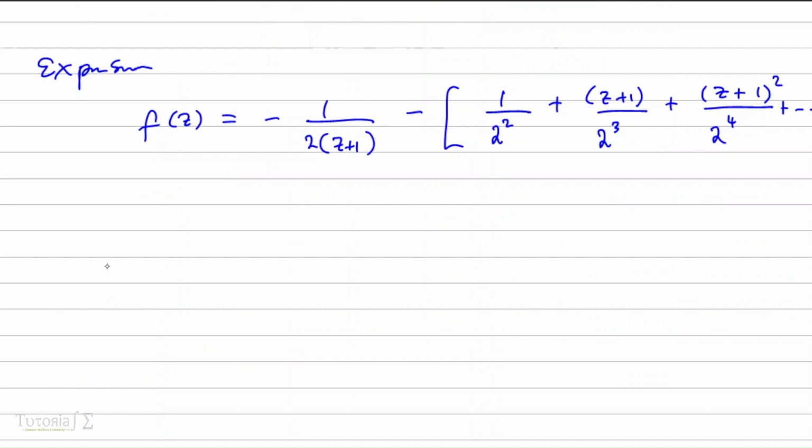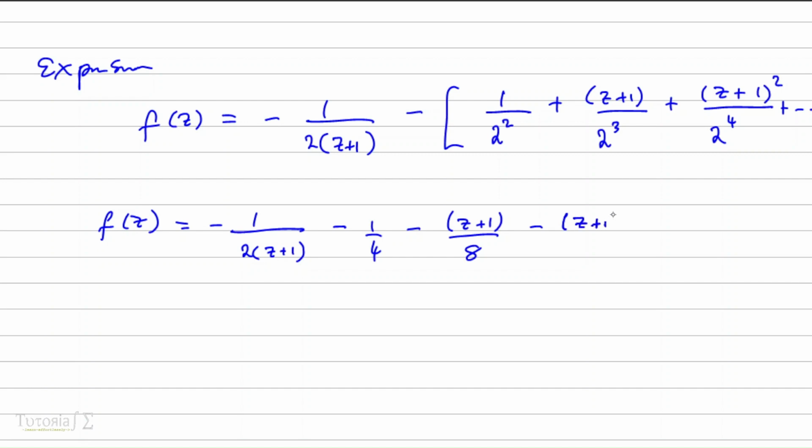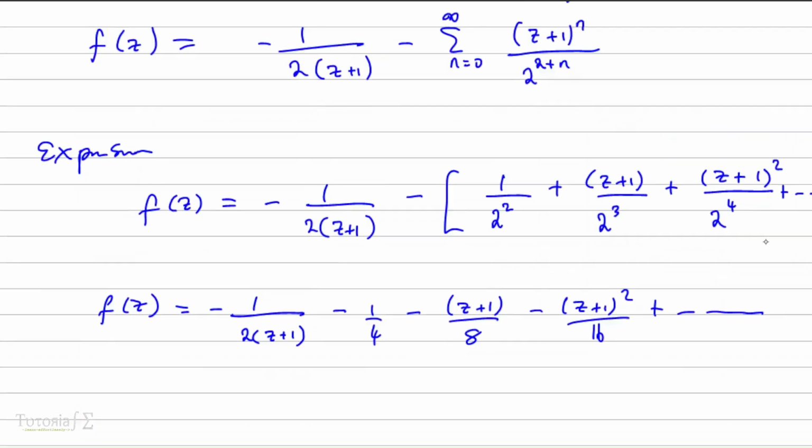Okay, which you can further write as f of z equals negative 1 over 2 z plus 1 minus, this can be written as 1 over 4 minus z plus 1 over 8 minus z plus 1 to the power 2 over 16, and so on and so forth. All right, so this will be the Taylor series expansion.